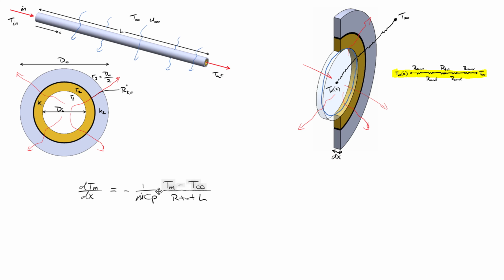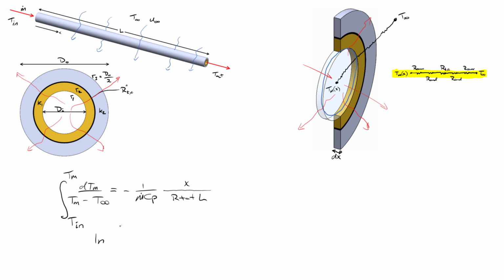So with the differential isolated, we'll proceed to separate and integrate. We'll move the dx to the right-hand side of the expression. We'll be left with dTm over Tm minus T infinity. We're going to integrate that from the inlet temperature to the value of the mean temperature at some value of x. So we're going to integrate x from 0 to some value of x. Well, evaluating the right-hand side is easy enough. We're left with x over R total L.